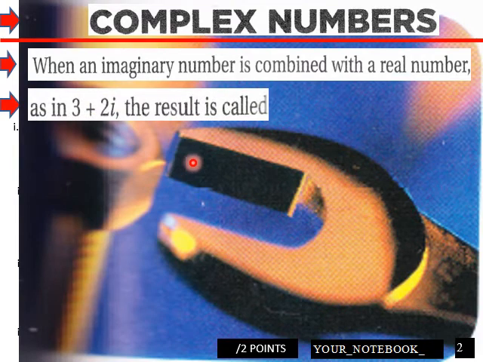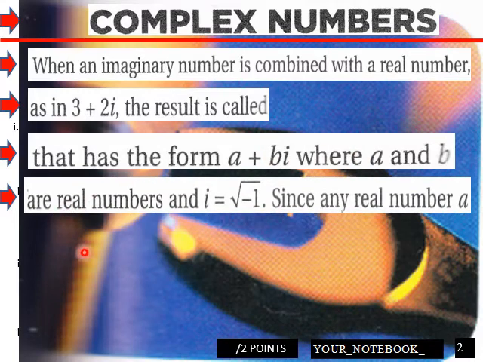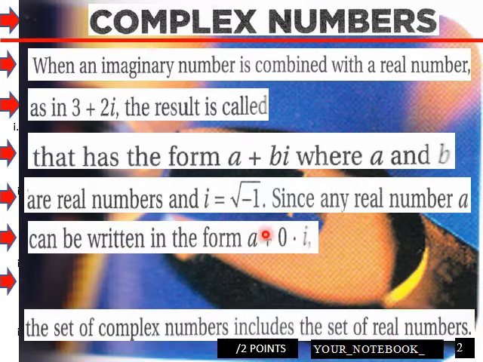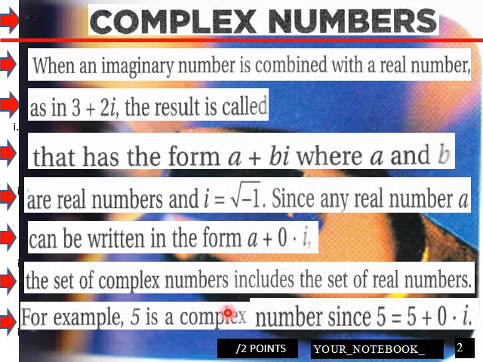Complex numbers: when imaginary numbers combine with a real number, as in 3 plus 2i, the result is called a complex number. It has the form a plus bi, where a and b are real numbers and i squared equals -1. Since any real number a can be written in the form a plus 0 times i, the set of complex numbers includes the set of real numbers. For example, 5 is a complex number since 5 equals 5 plus 0 times i.